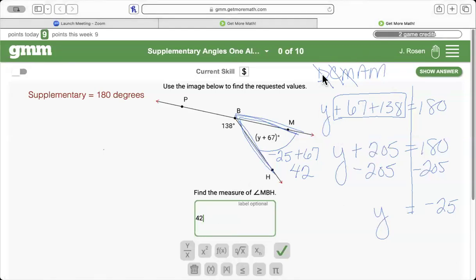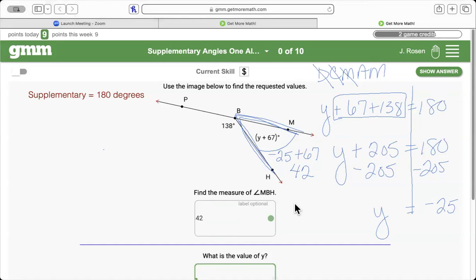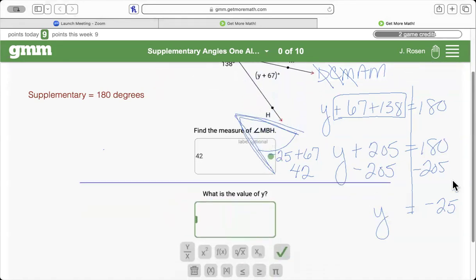Okay. So again, make sure you understand the "don't call me after midnight." It's just solving multi-step equations. And then pay attention to what it's asking. It wants you to solve for the measurements, so we have to substitute. And then down here, it says, what is the value of y? Again, I don't know why they do that backwards. You would think that they would do that first, but it was negative 25.